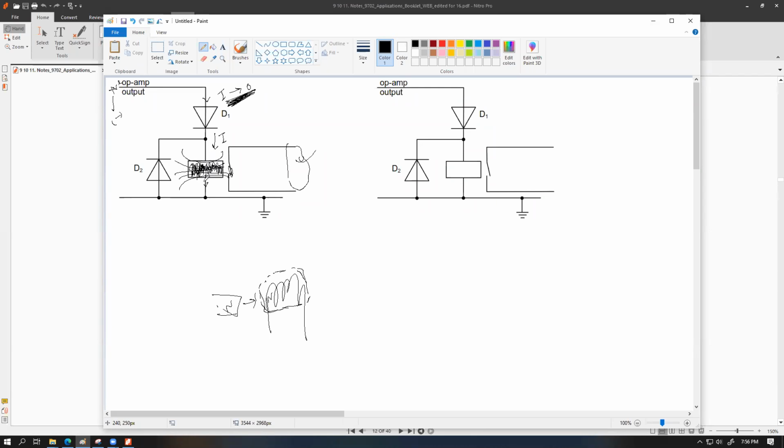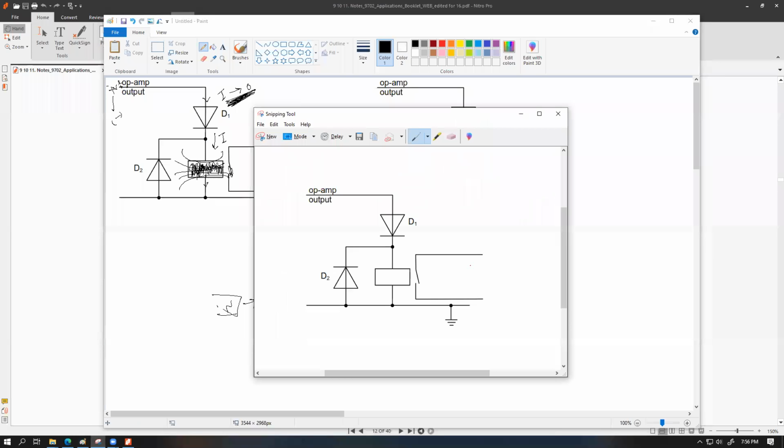Now, the problem that can happen, you have to understand, is that this is the op-amp output, which means on the left side of this op-amp we have the actual op-amp circuit. So this output is essentially coming from here. Let me show you a reference.